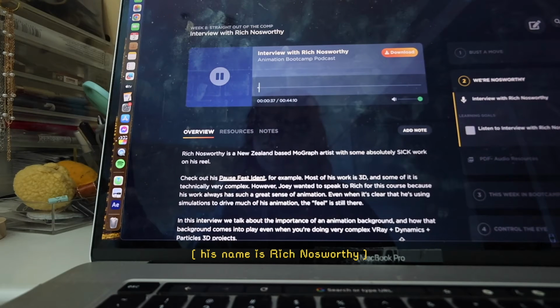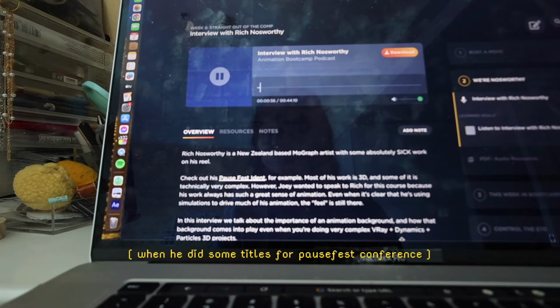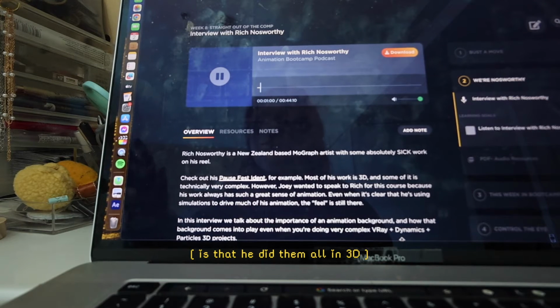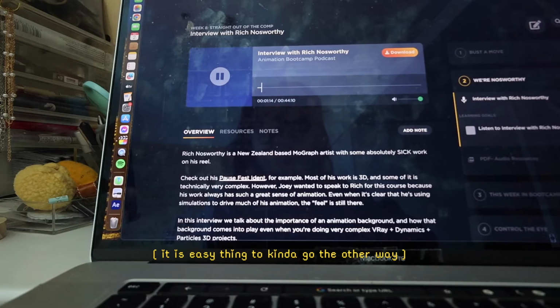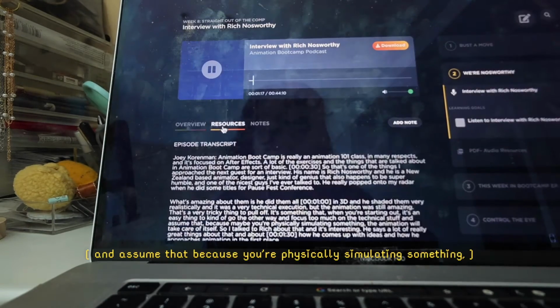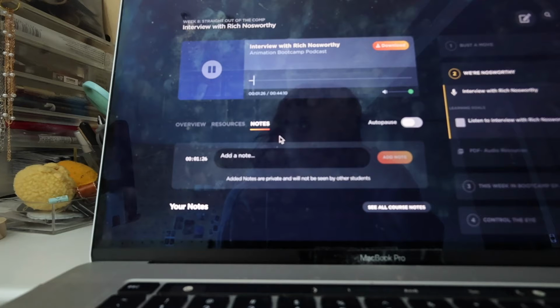His name is Rich Nosworthy, and he is a New Zealand-based animator, designer, just kind of genius that also happens to be super humble and one of the nicest guys I've ever talked to. He really popped onto my radar when he did some titles for Pause Fest conference. What's amazing about them is he did them all in 3D and he shaded them very realistically, and it was a very technical execution, but the animation was still amazing. That's a very tricky thing to pull off, and when you're starting out, it's an easy thing to go the other way and focus too much on the technical stuff and assume that because maybe you're physically simulating something, the animation will take care of itself. So I talked to Rich about that, and he says a lot of really great things about that and about how he comes up with ideas and how he approaches animation in the first place.